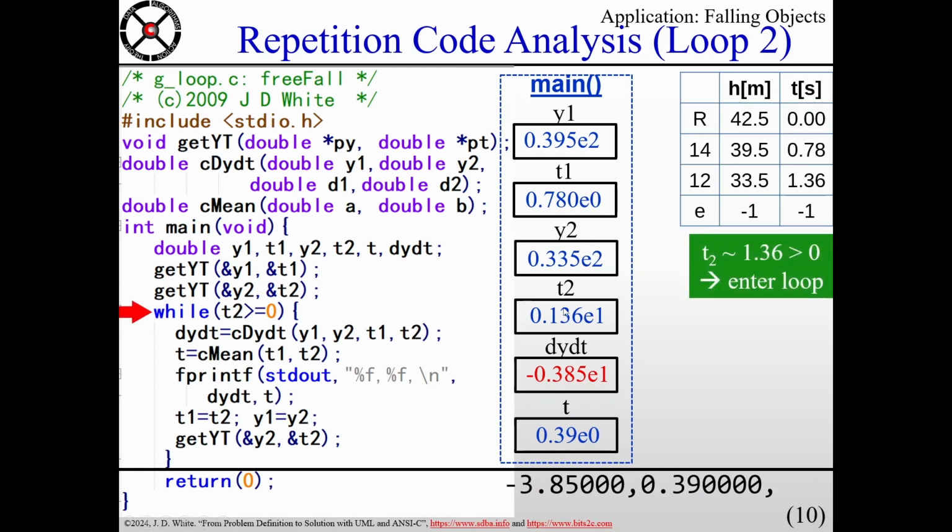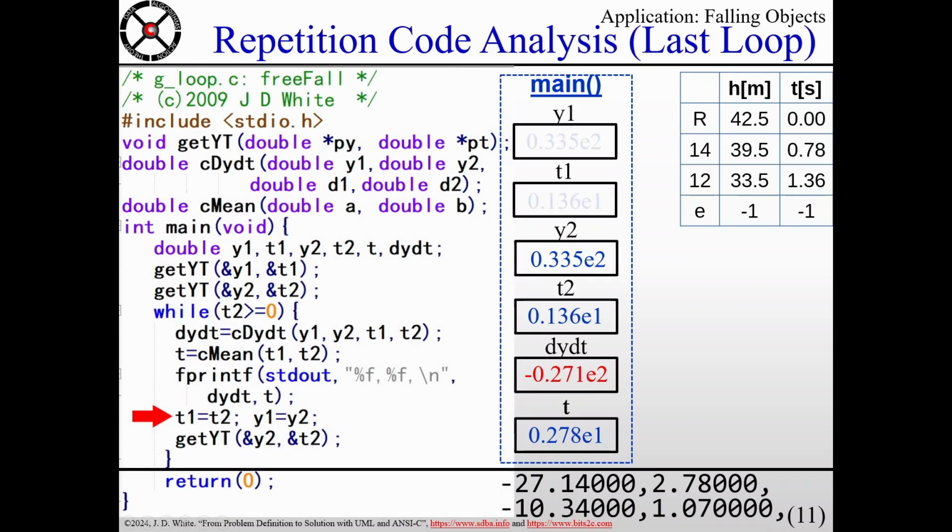T2 we check. T2 is actually greater than 0, so we enter the loop. Calculation of dy dt, calculation of the mean t, and then we print. The printing is coming out to the screen. And t1 is now equal to t2, and y1 is equal to y2, they're put in, and then we read this. And this time I'm reading -1, -1.